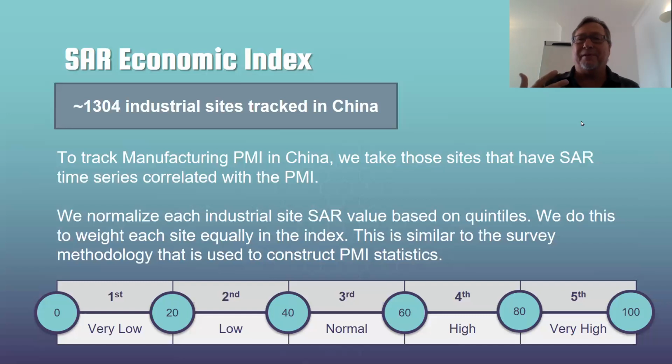And this is sort of similar to the way that the PMI is constructed, in the sense that it's an indicator where they ask people about things, and usually it's 0, 50, or 100. And so what we're doing is trying to use a similar kind of methodology for measuring activity, but instead of asking people questions about activity, we're going to be looking at the pictures to measure activity in a similar way.